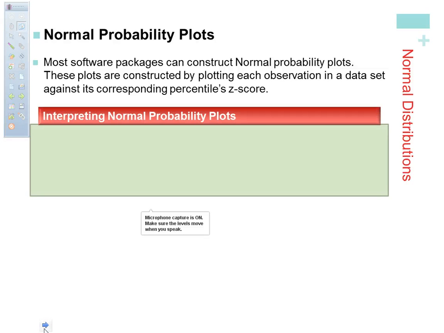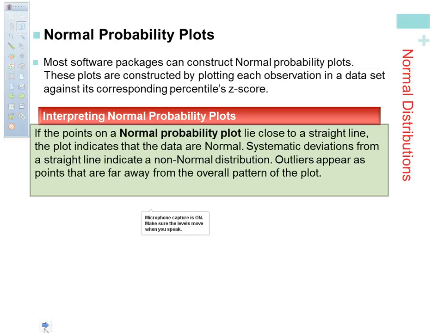So we do have another way of trying to figure out if a normal curve is the best curve to show this distribution, and it's something called a normal probability plot. This is something that your calculator will do for you. And so quite simply, for a normal probability plot, what we're looking for is a plot that is pretty close to a straight line. The plot then will indicate that the data are normal. Systematic deviations from the straight line indicate a non-normal distribution.